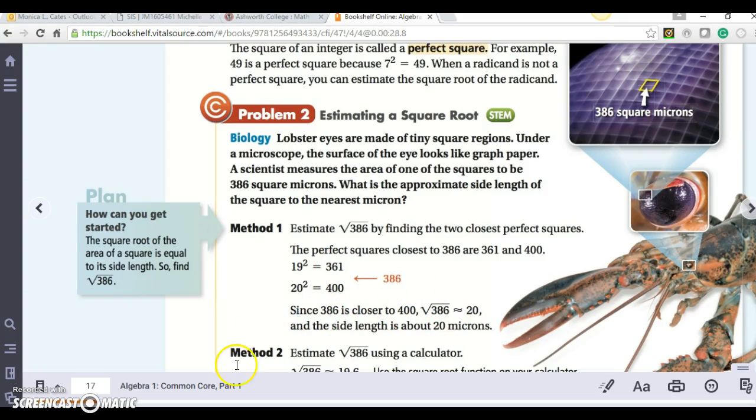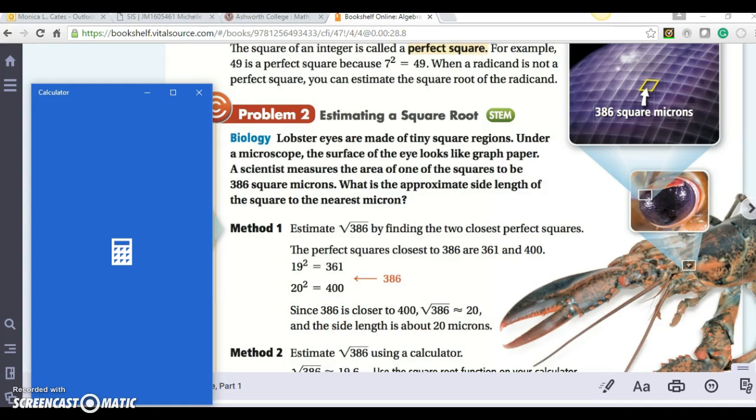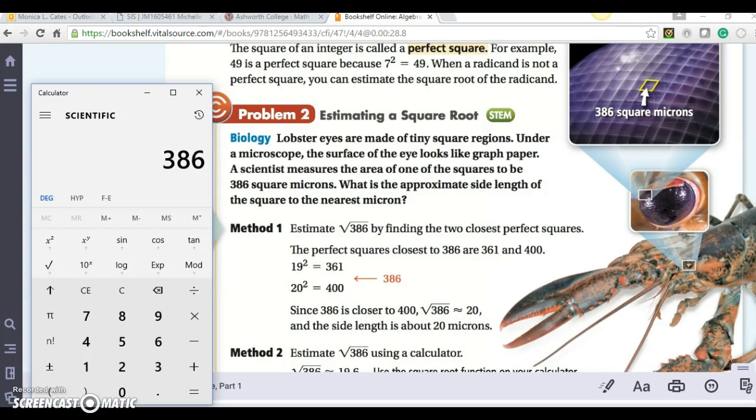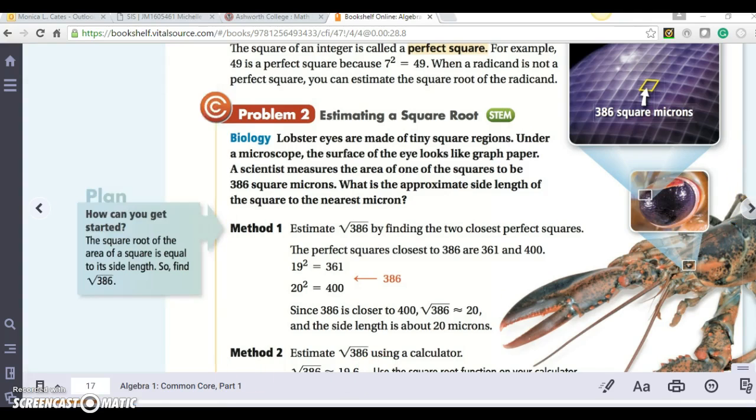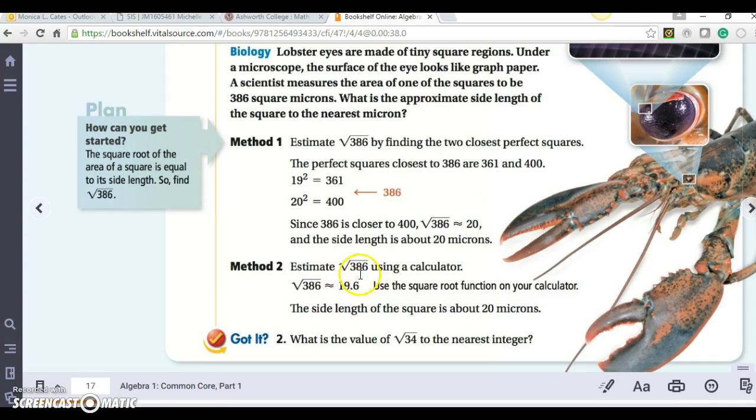And so if I put this in my calculator, I get the square root of 386 is about 19.6. So we can say the square root of 386 is around 19.6.